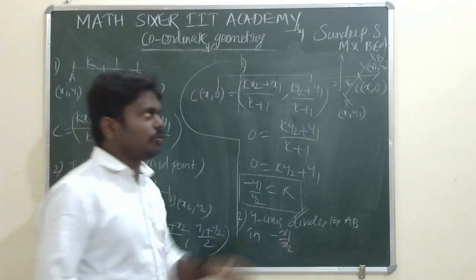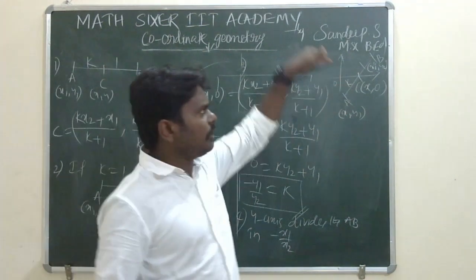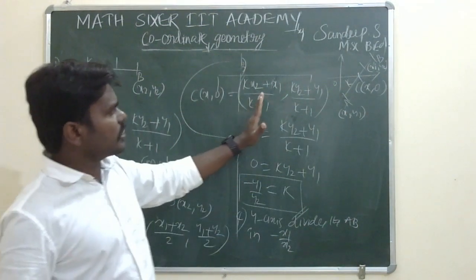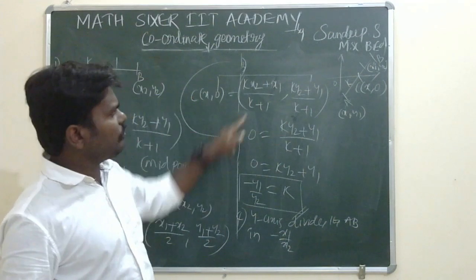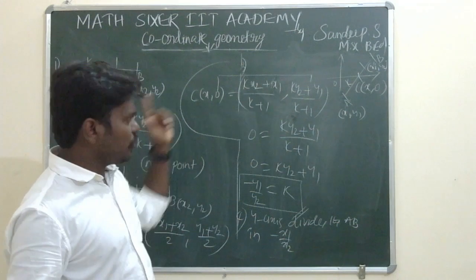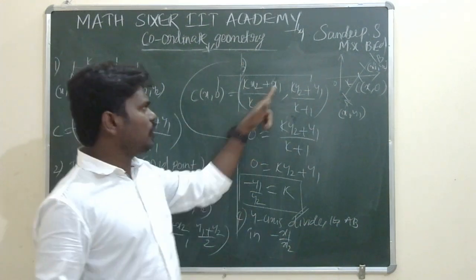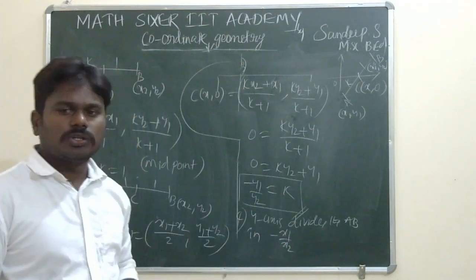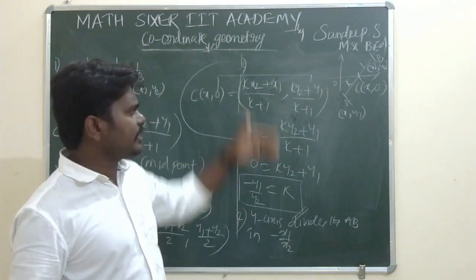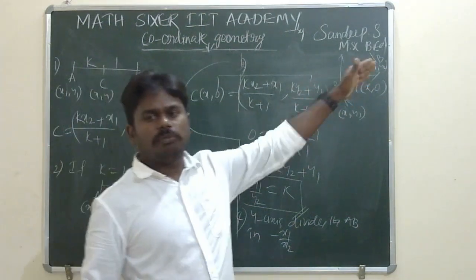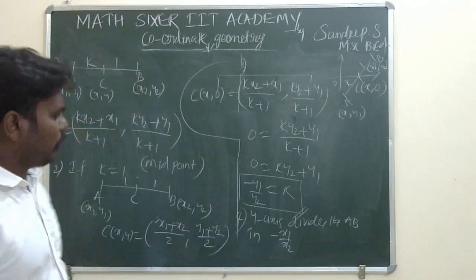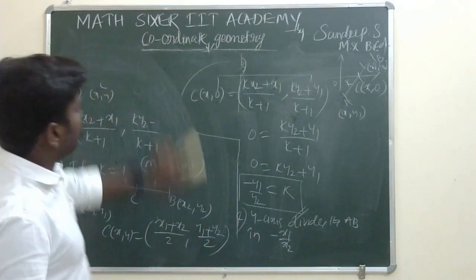The same way we have to proceed, but for the y-axis the x coordinate is 0. So we have to equate the corresponding x coordinate, and then we will get k x2 plus x1 is equal to 0. Hence k is equal to minus x1 by x2. So the y-axis divides AB in the ratio of minus x1 by x2, and the x-axis divides AB in the ratio of minus y1 by y2. Okay, so these are the important points. And one more important point we will see now.